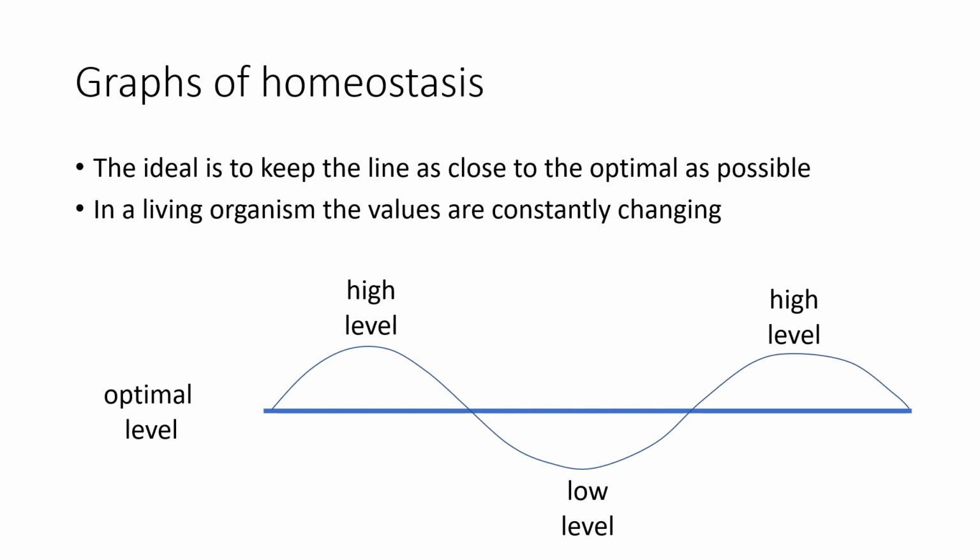But then the level starts to go a bit too low, so our body takes another response to bring the level back up to the optimum again. We just get this constant fluctuation over the optimum level. And the ideal is for our body to get the kind of wave formation as close to a perfectly horizontal line as possible.